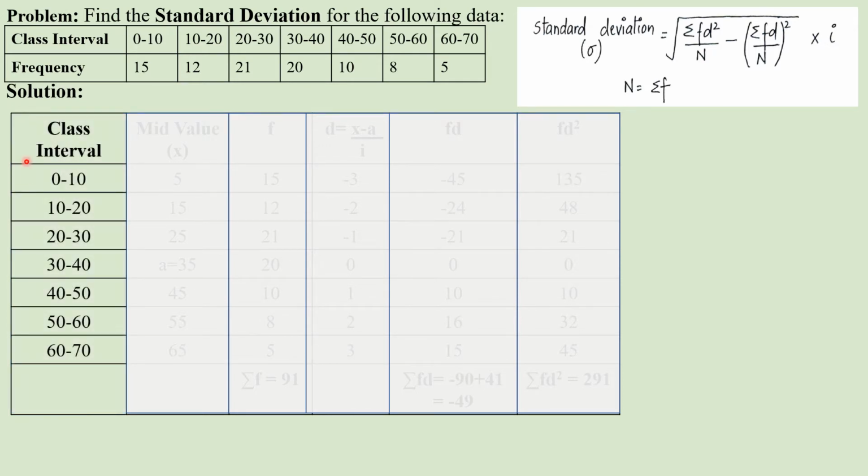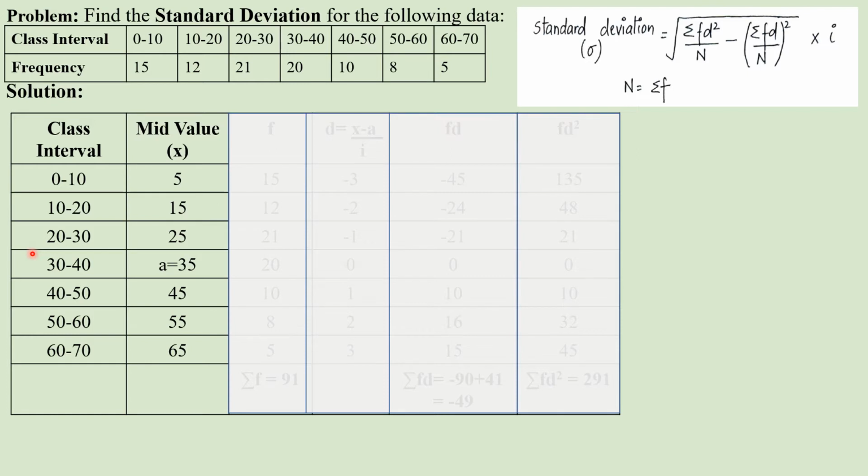First of all, write down the value of class interval in the first column. Now find out the mid value or x by adding the lower limit and upper limit of the class interval and dividing the sum by 2. So 0 plus 10 is 10, divided by 2 is 5. In the same way, find the mid values for all the class intervals.